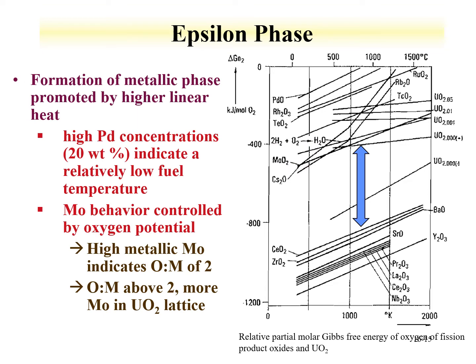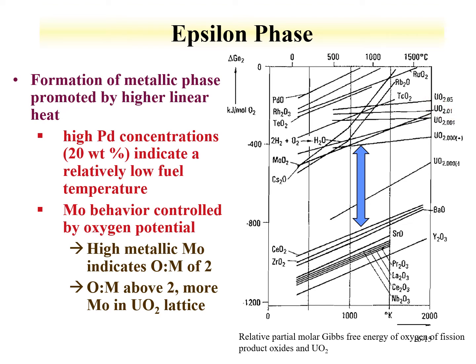And what we see here is that depending upon the UO2+x, so UO2.05, depending upon where the fuel was burnt, composition of material above this line would tend to be metallic, and below this line would tend to be oxide. So this gives you a good indication of what sort of composition of the Epsilon phase one would expect based upon the initial UO2+x of the fuel.